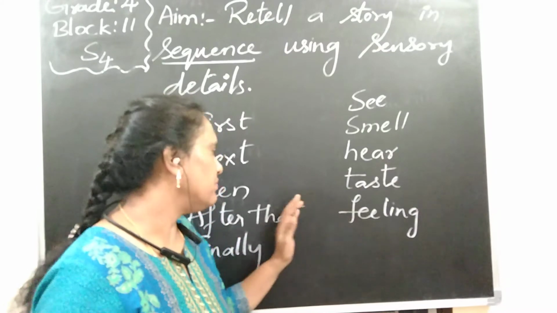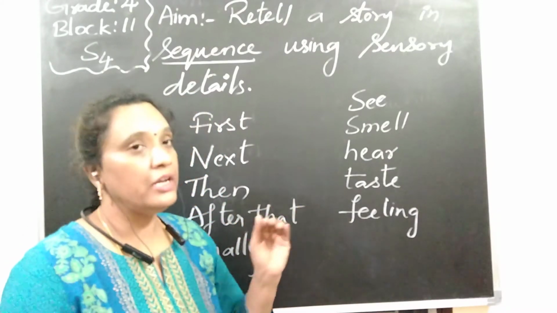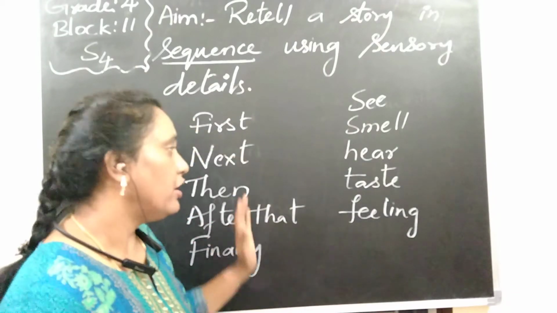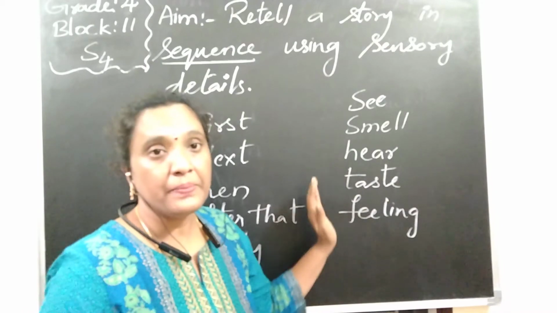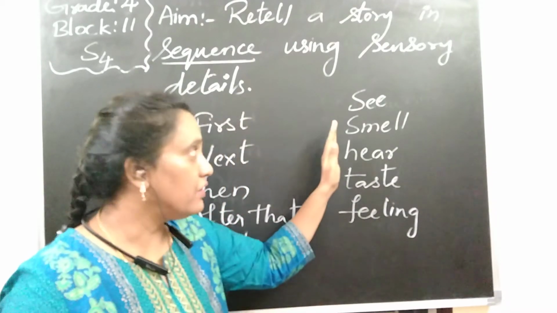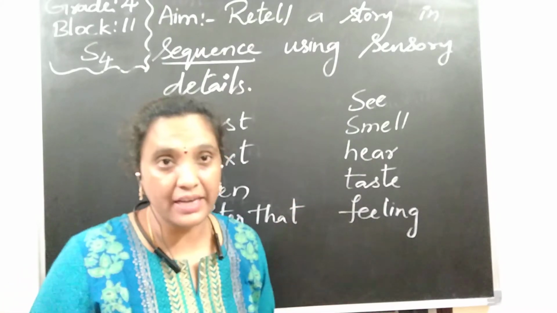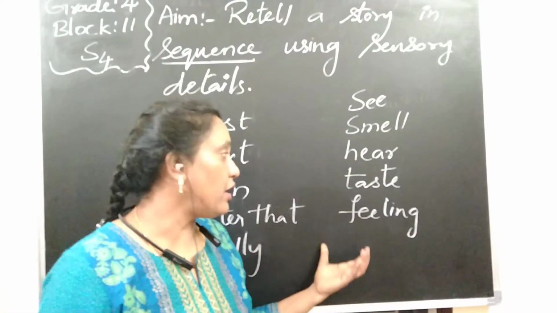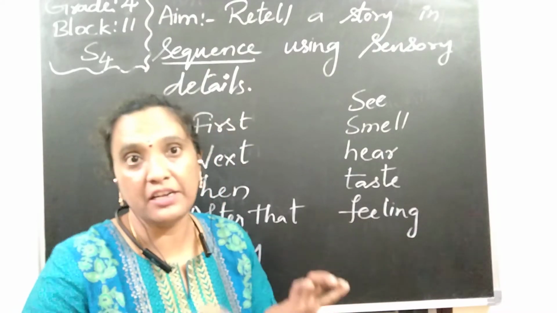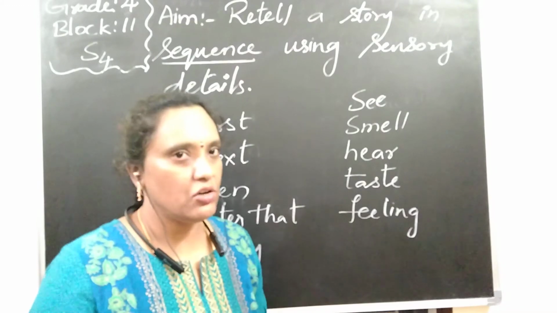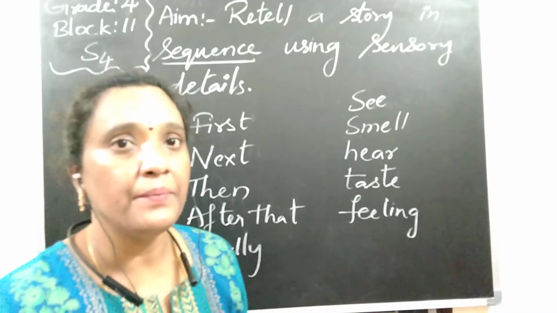Now, basically you want to write your story using only the important events and the order words. Along with the order words, you want to use these sensory details also. That means what he saw, what he smelled, what he heard, what he tasted in the garden. And finally, what happened to him? How did he feel in that adventurous journey? Based on this, try to complete your workbook, page number 18 in your book.